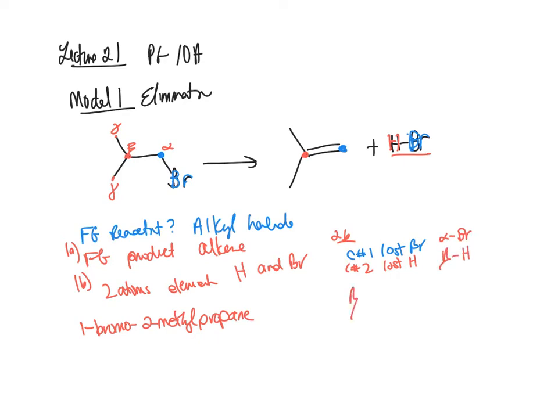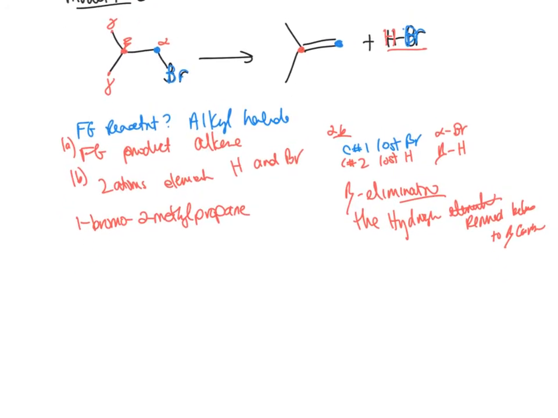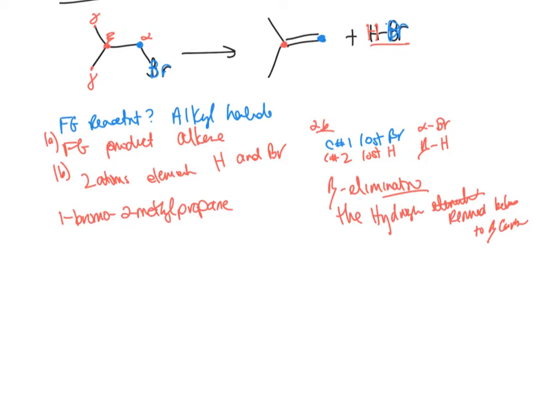Elimination is often called beta elimination. Explain what this means. The hydrogen that becomes eliminated, let's say removed, belongs to the beta carbon. Label the alpha carbon and beta carbons in each of the following compounds. Draw the beta elimination products expected from each compound. Okay, so you can do that as I write these myself.